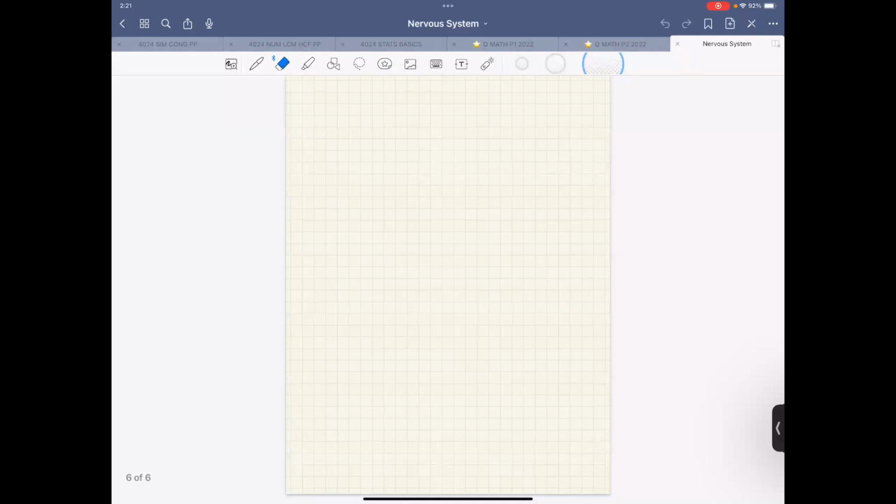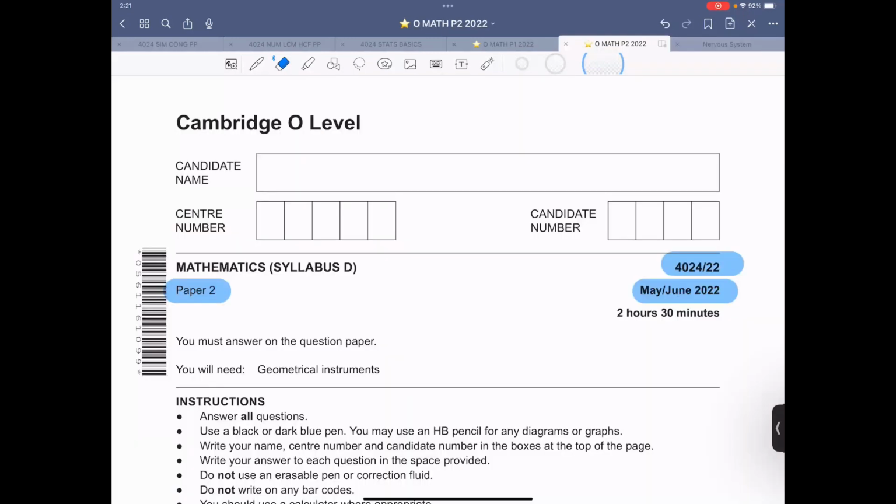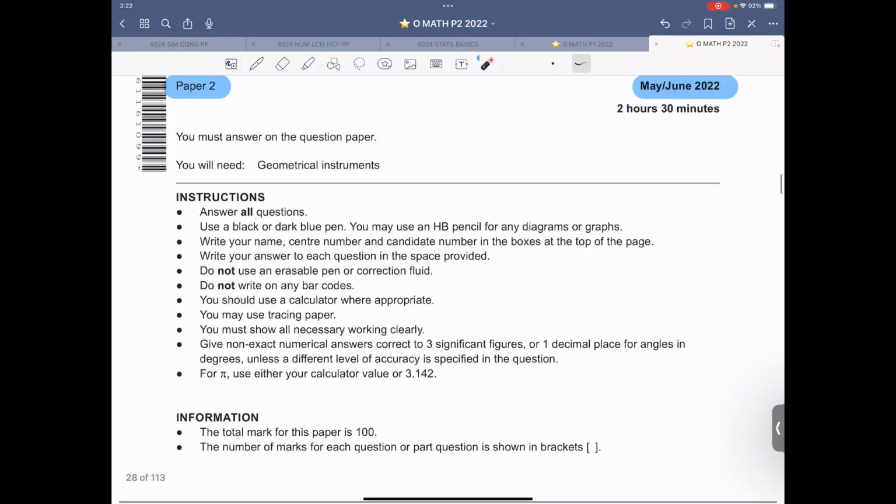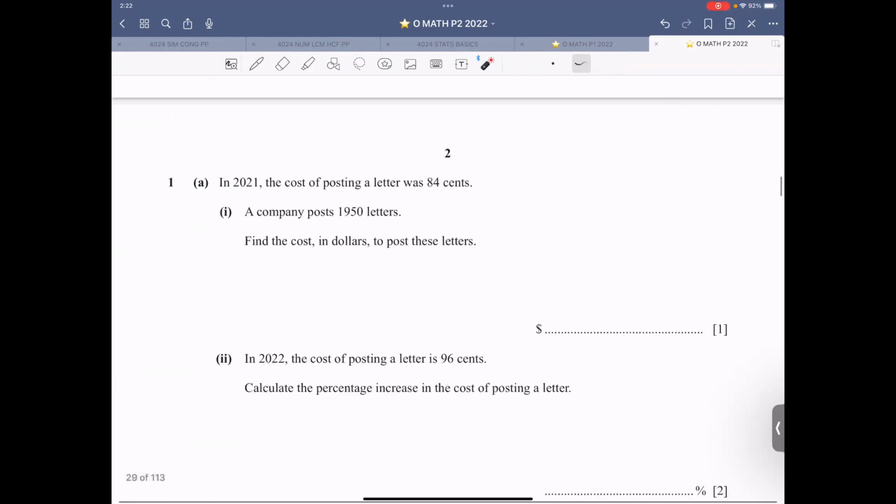Let's look at this paper. This is paper 2 of O-Level Math 4024, the second variant of May-June 2022. Now let's look at the first question.